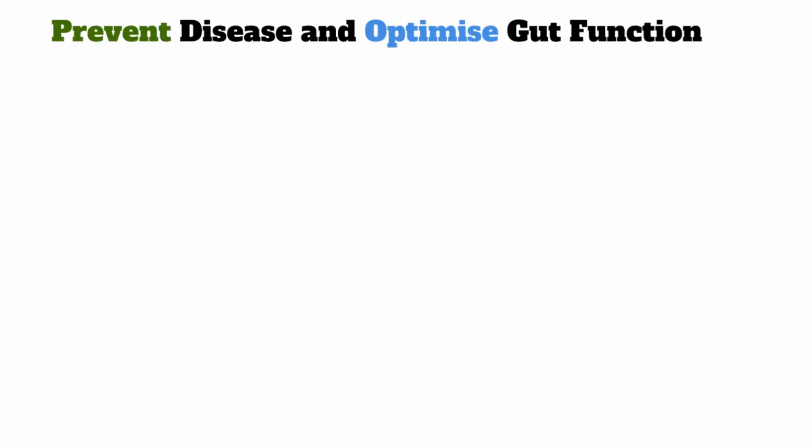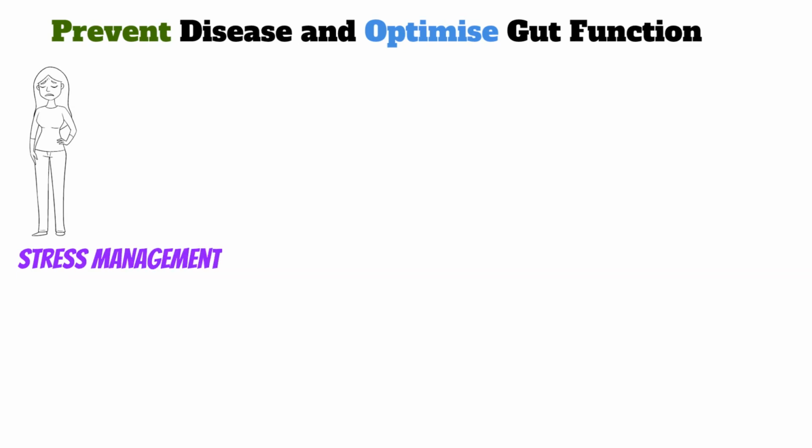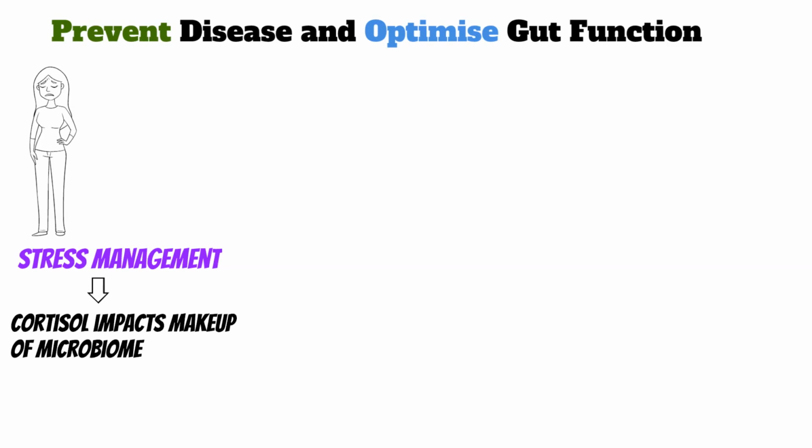So let's combine everything and treat this person differently. Let's prevent disease and optimize gut function so these things don't occur again, so diverticular disease doesn't flare up again and doesn't complicate things with an abscess or a fistula or perforation, which means big surgeries. So how are we going to treat this person? The first lifestyle factor to manage is stress management. This is really important because cortisol has a direct impact on the makeup of the microbiome. It can lead to a leakier gut and inflammation, and that's when the cascade starts towards infections becoming more prominent and diverticulitis occurring.